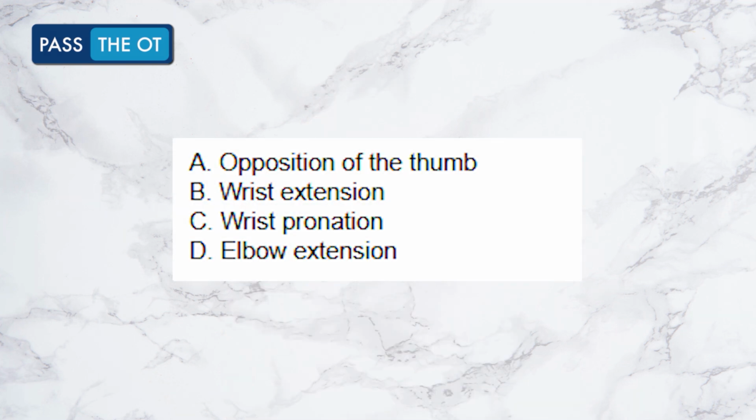A. Opposition of the thumb. B. Wrist extension. C. Wrist pronation. D. Elbow extension. Take the next 10 seconds to think through your answer, or pause the video if you need more time.